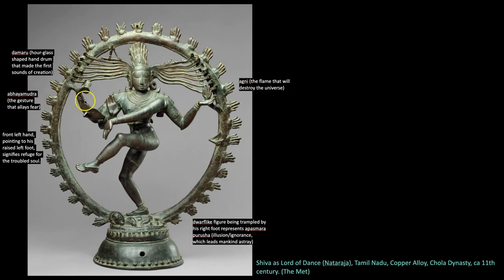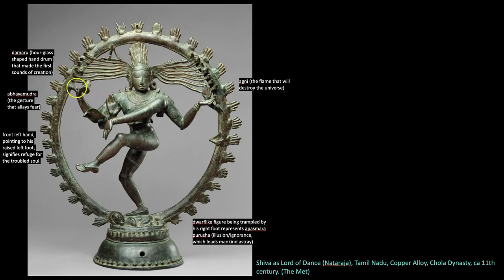And in this case, the three arms also show the three-in-one image: Shiva as a creator of life, as a destroyer, as a preserver of energy. For example, you see this hand is holding the flame that will destroy the universe, or the evil forces, and this front left hand, pointing downwards, is signifying refuge for the troubled soul, the preserver. And the gesture that allays fear, this one, to calm down, hold on.